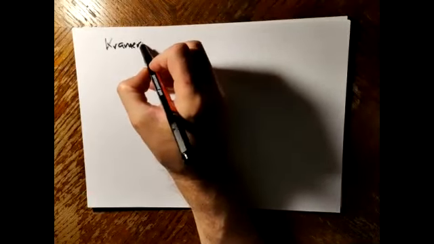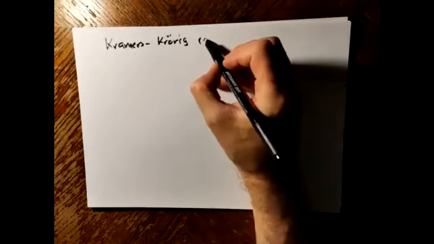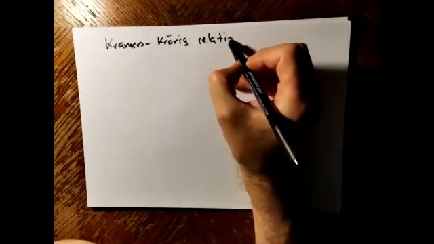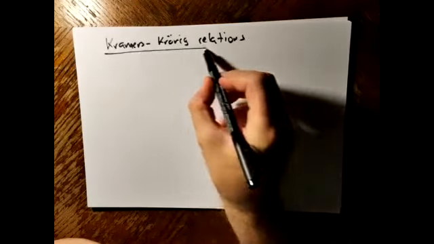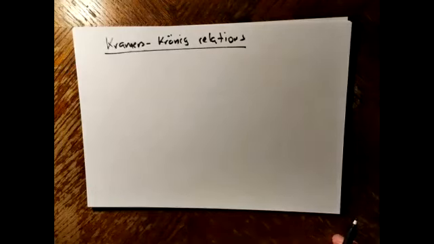Today I'm going to talk about the Kramers-Kronig relations. These Kramers-Kronig relations describe how the imaginary and the real parts of the susceptibility, or the response function, are related.